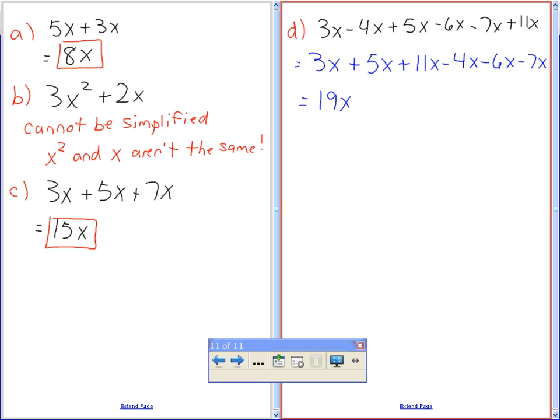Negative 4 minus 6 minus 7 is going to be negative 17x, and that's 2x. And I did that without breaking a sweat, like no brain cells were even used on that. Okay? If you do it like Noah, that works too, just to count in your head. 3 minus 4 is minus 1, plus 5 is 4, minus 6 is negative 2, minus 7 is negative 9, plus 11 is 2x. Either way works out.